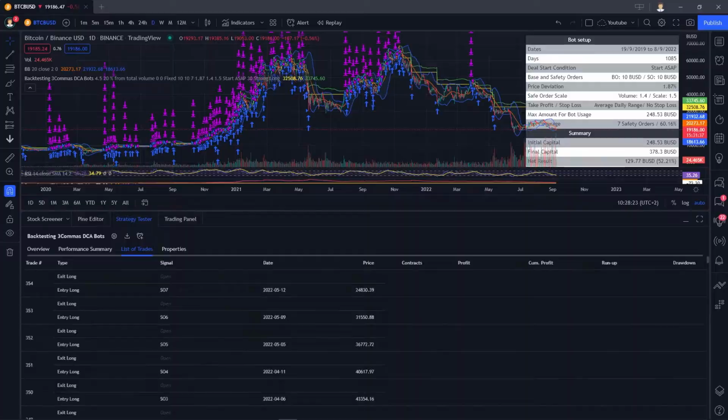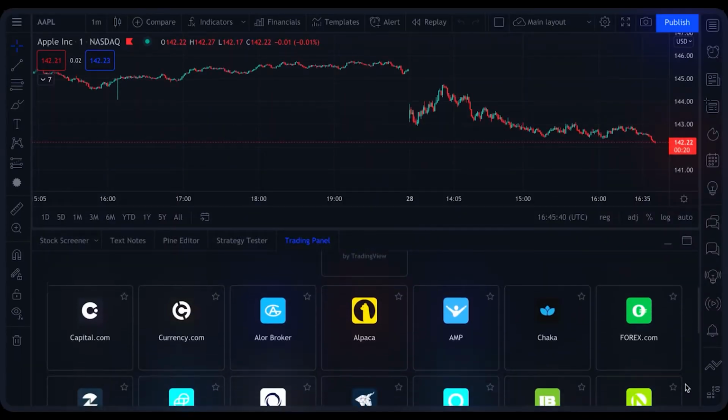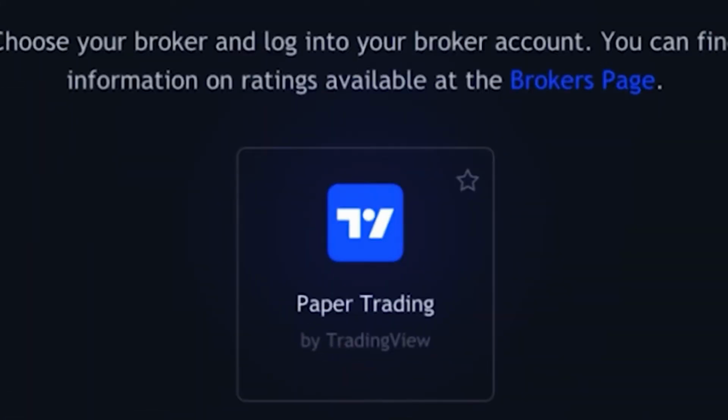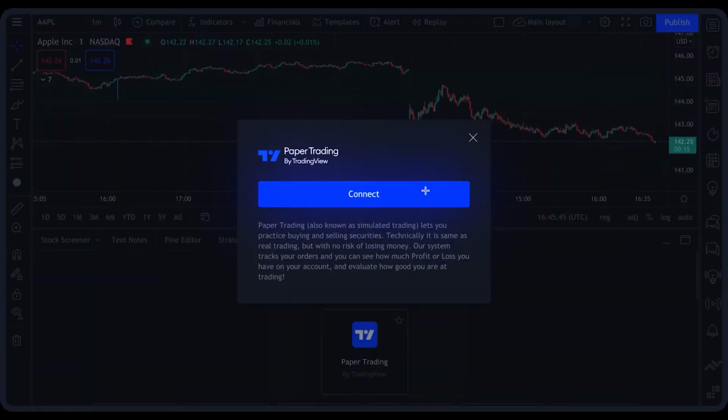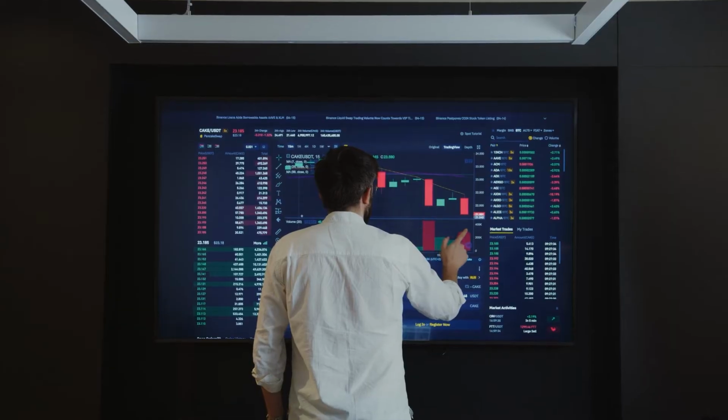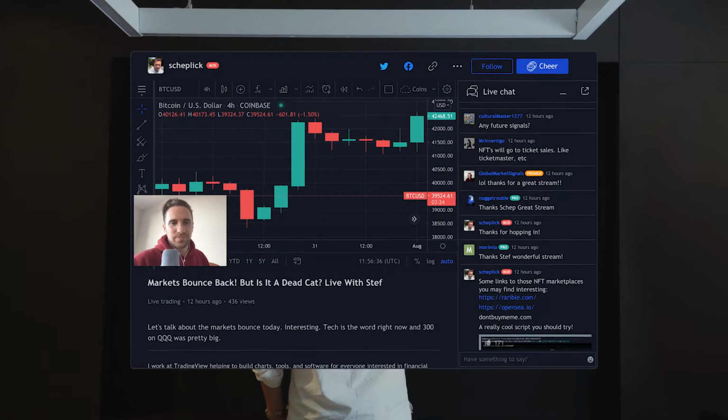data on TradingView. TradingView is the best broker for beginners because it has a built-in paper trading function, and as soon as you're ready to trade with real money, you can connect to your broker right from the TradingView chart and start trading. TradingView also has a community section where people live stream the trading ideas.